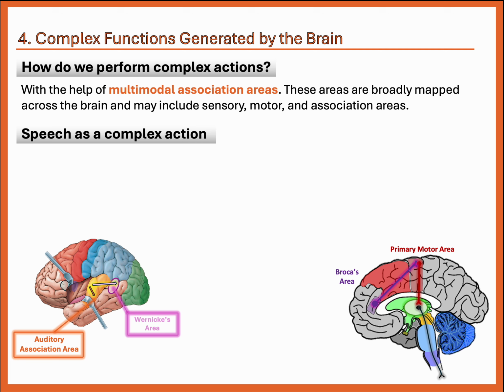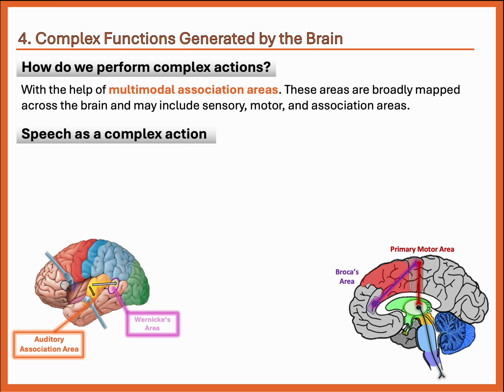So, how do we perform complex actions? We talked about these primary areas, association areas, but now we need an area where everything converges, all the information. And these are called multimodal association areas. Multi means many, and modes means the different modes, the different senses that we have: vision, hearing, smell, all of these, multiple of those senses associate in certain areas.